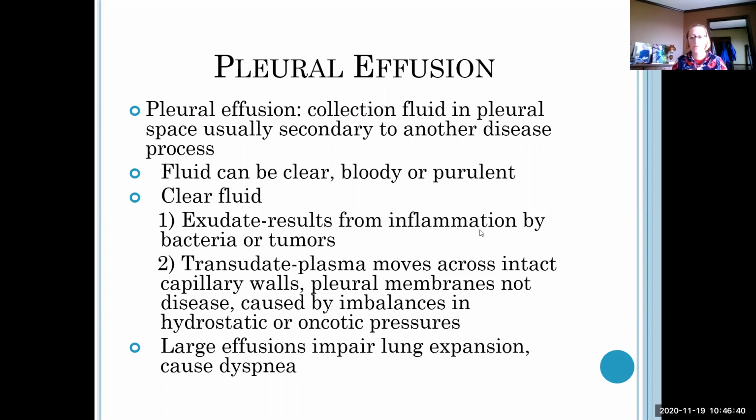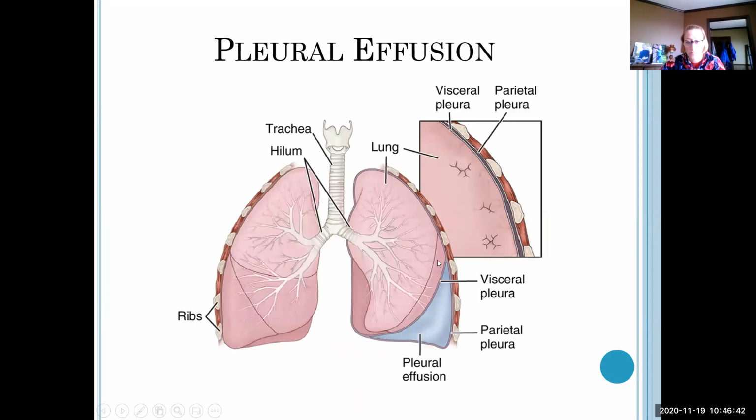In our pleural space, we should only have about 5 to 15 milliliters of fluid, just to allow for decreased friction and lung movement on inspiration and expiration. That's a tiny amount of fluid, just enough to keep things lubricated so our lungs don't stick to our walls. So just enough to allow that expansion.